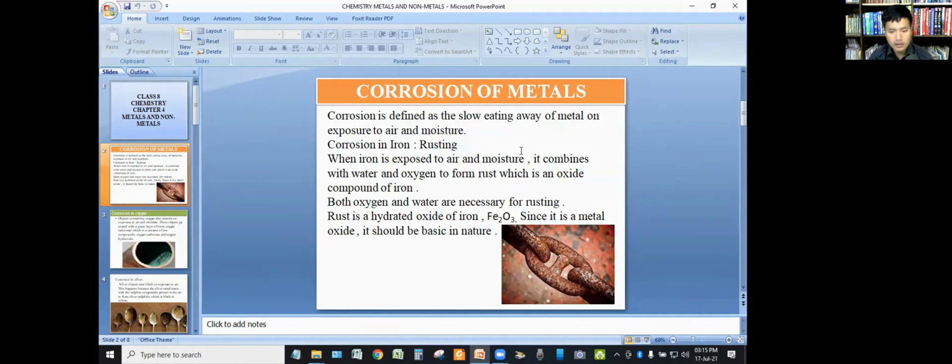When iron is exposed to air and moisture, it combines with water and oxygen to form rust, which is an oxide compound of iron.